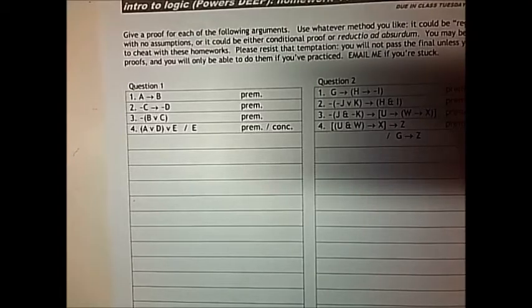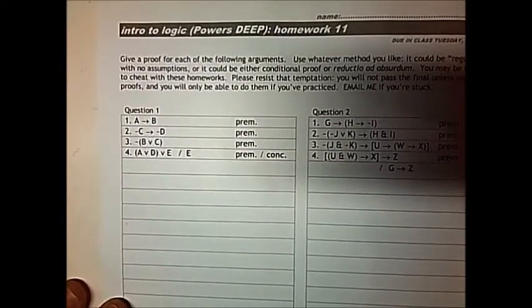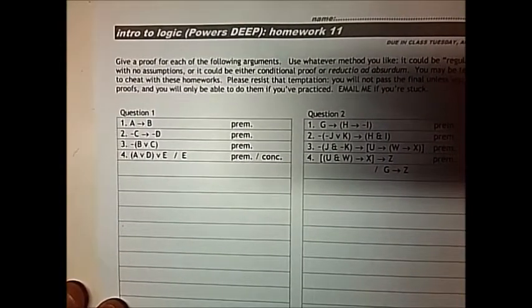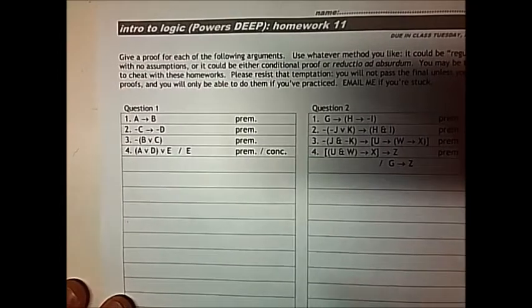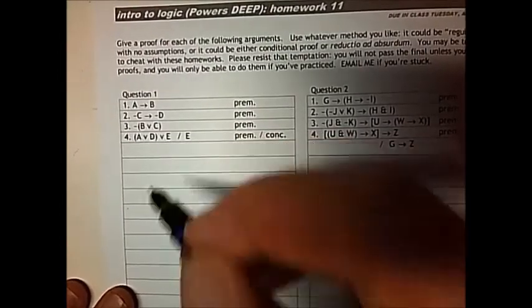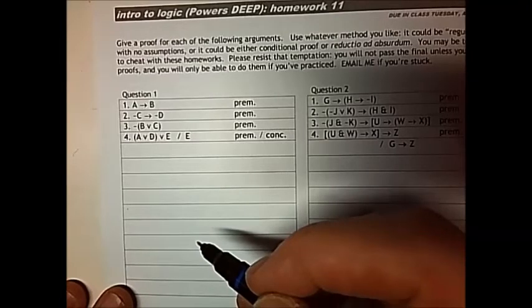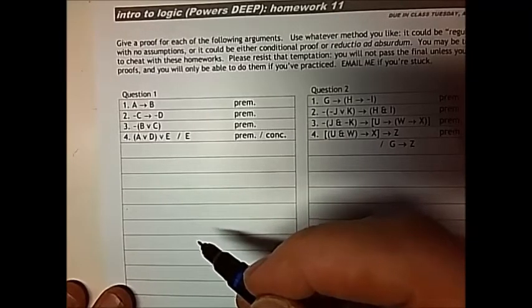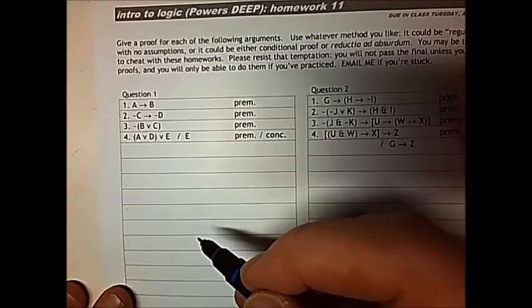Okay, let's have a look at the proofs for homework 11, due in class Tuesday, April 17th. Alright, on this one, remember there are two basic strategies for doing proofs. There's the stumbling forward blindly approach, and then there's the working backwards from the conclusion.